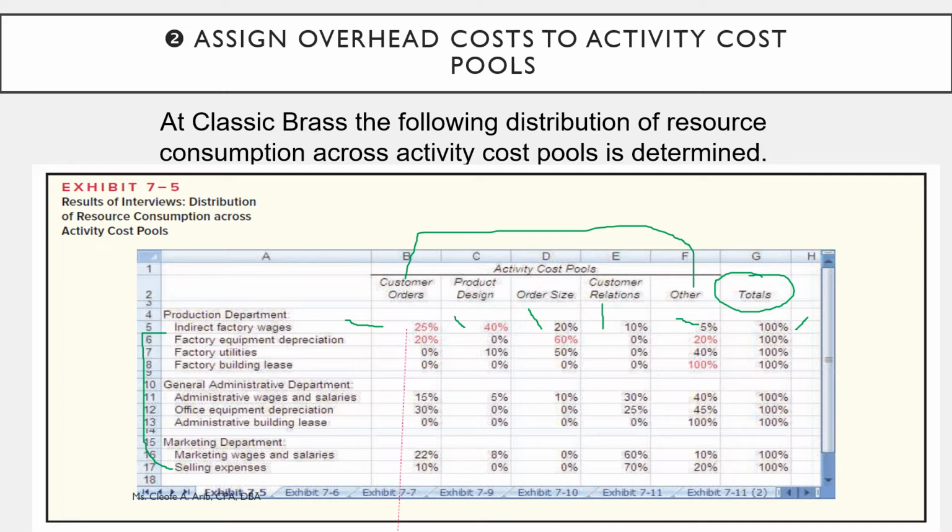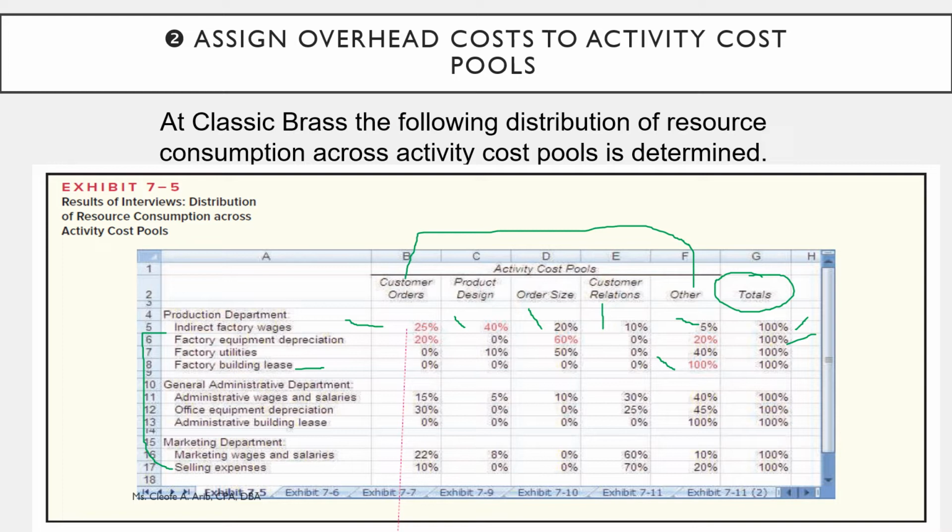And then we just take note. Again, same thing with your indirect factory wages. The total time must be 100%. Now, if you notice here, itong factory building lease, walang allocation sa kanya dun sa 4 na activity cost pools. The entire 100% nilagay siya sa other. Ano yung reason behind this one?